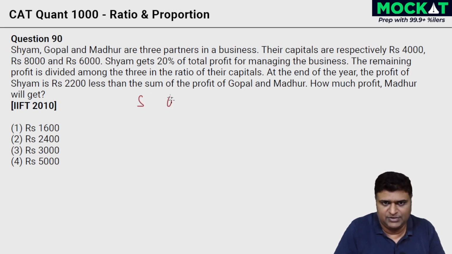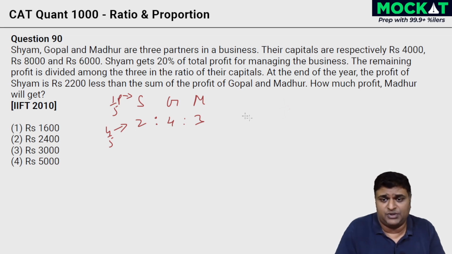So S, G and M, the ratio of the capital 4,000, 8,000, 6,000 is 2 is to 4 is to 3. Shyam gets 20% of the total profit for managing the business. So for Shyam, I'm going to first give 1/5, right? Okay, let me write it this way. So 1/5 of the profit first comes to Shyam. Then the remaining 4/5 I have to divide in this ratio, right? 20%, the remaining 80%, write it as a fraction.